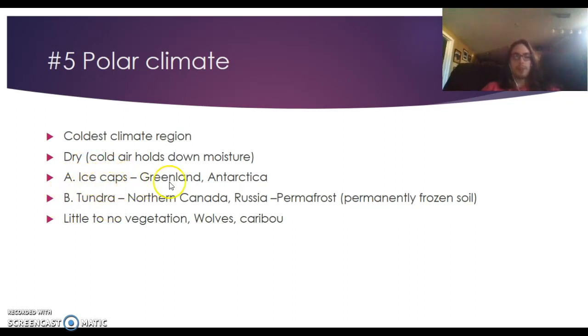So the ice caps, you're going to want to think of Greenland and Antarctica. And then the tundra, you're going to want to think of like northern Canada and Russia. And the tundra, you're going to want to think of like permafrost, which is permanently frozen soil. And then there's little to no vegetation. They have like mosses, lichens, shrubs. That's going to be a quiz question. Tundra has mosses, lichens, and shrubs. And then they have like wolves and caribou also in that tundra region. So there are things living there, but it's a hard life.